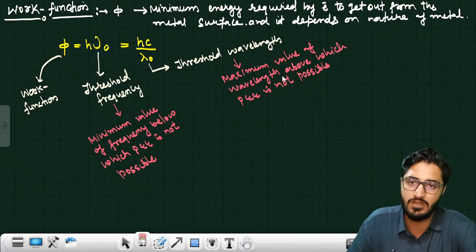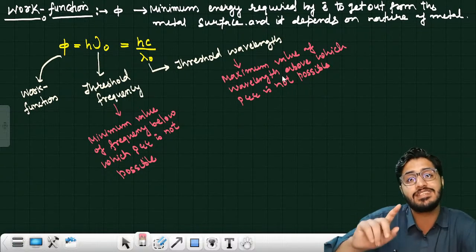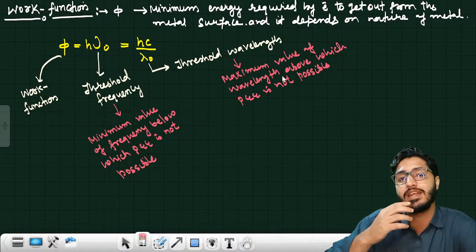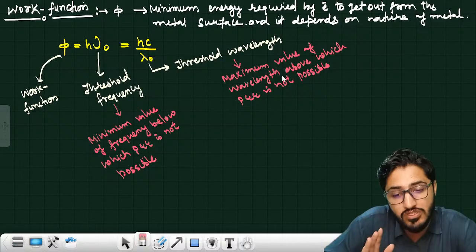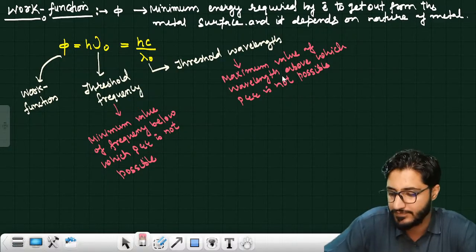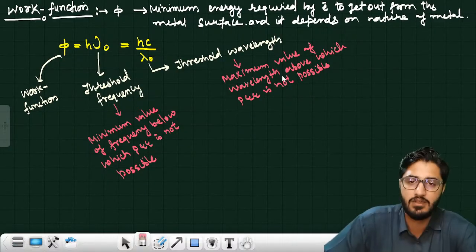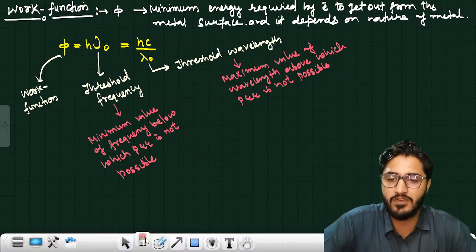as threshold frequency. But wavelength is inversely proportional, so you will write the maximum value of wavelength above which photoelectric effect is not possible. Clear?